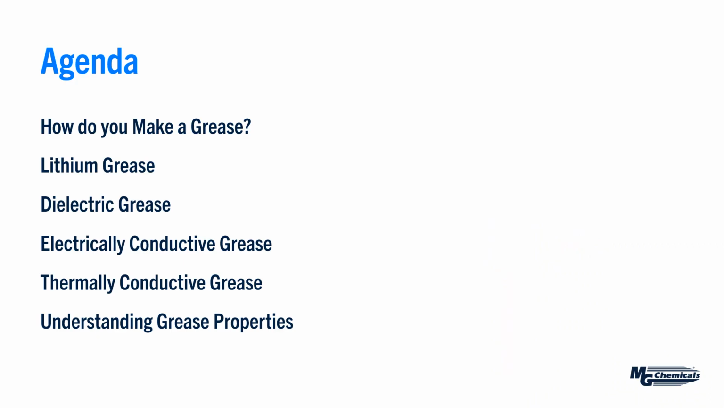So on the agenda for today, first thing we want to do is take a look at how do you make a grease. And that will sort of help us illustrate how greases are a different type of product if we compare them to some of the coatings and plastics that we've looked at in some of the other webinars. Then we're going to look at our specialty grease portfolio, starting with the lithium grease, and then moving on to the dielectric and electrically conductive greases, and then finally the thermally conductive greases, which actually has a lot of overlap from some of the other products that we've looked at, specifically some of the RTVs and the adhesives.